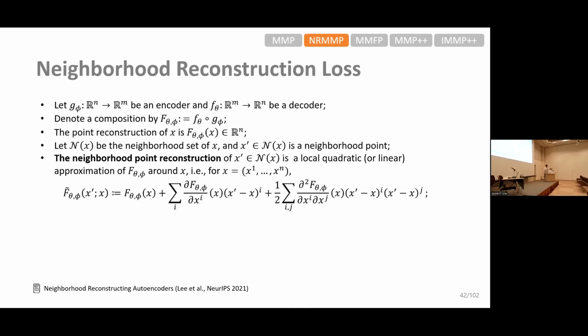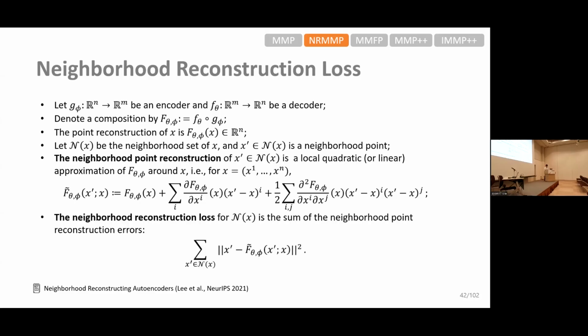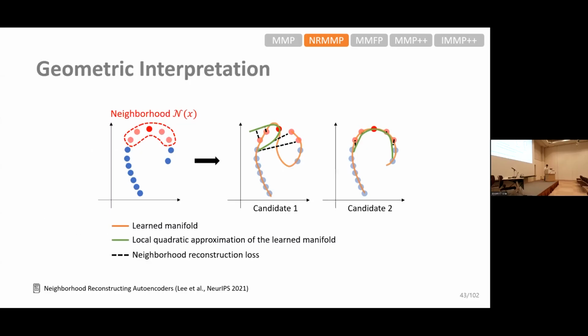The composition F is locally approximated around x by using Taylor's expansion, and it is evaluated at x prime. As an example, the local quadratic approximation case is shown in the slide. We can use the linear approximation if needed. Then the neighborhood reconstruction loss for N of x is defined to be the sum of the neighborhood point reconstruction errors. Yeah, this is the definition of neighborhood reconstruction loss.